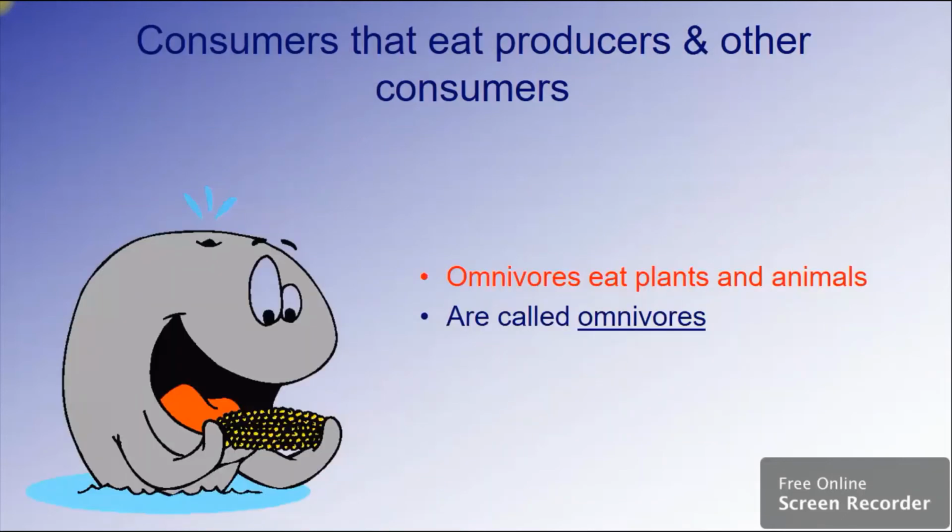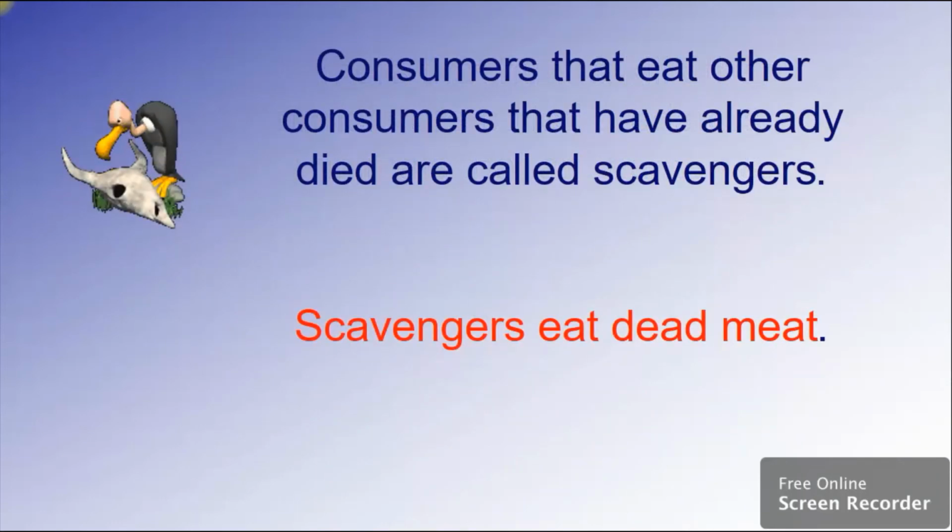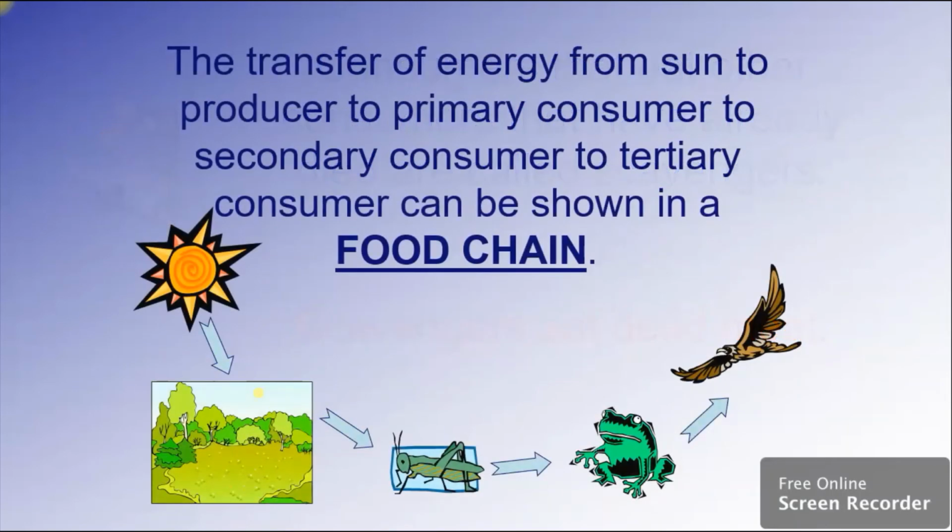A consumer that eats both producers and other consumers, that's an omnivore. And that's what we are, because we eat both plants and animals. Consumers that hunt and kill other consumers are called predators. And if they eat meat that's already dead, they're called scavengers.